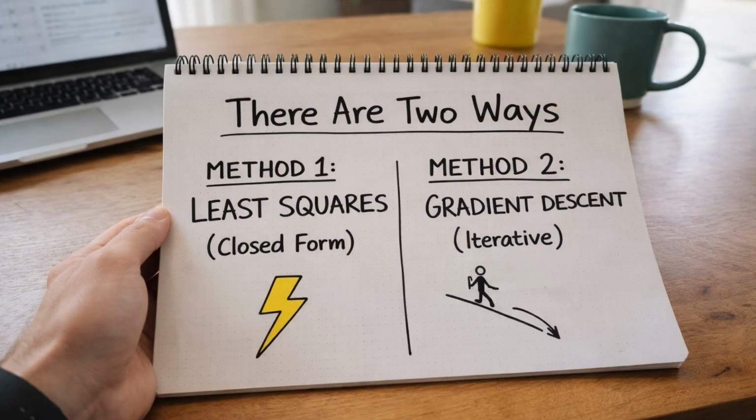Now that we understand the equation y equals mx plus b, the real question is, how do we actually find m and b? There are two main ways to do it. One is called the method of least squares. The other is called gradient descent. In this scene, we'll solve it directly using least squares. No iterations, no learning rate, just pure algebra.